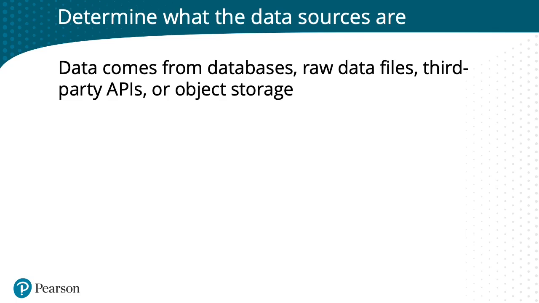It could be raw data files stored in some type of S3 bucket or some type of container somewhere. It could be coming from third-party APIs, so somewhere like a Google API or Stripe API, or just somewhere where you get your data from. And then there's object storage, like an S3 bucket, or again, maybe some kind of storage in Azure or GCP.